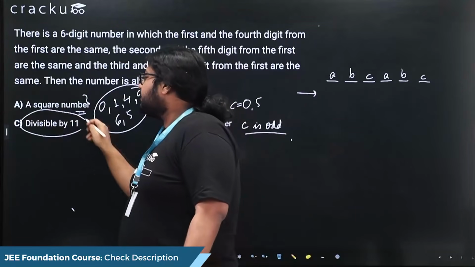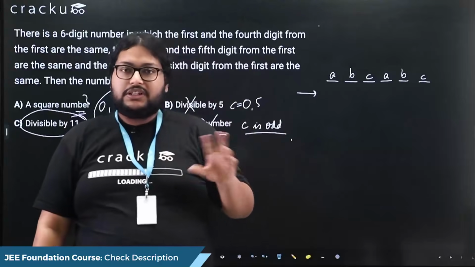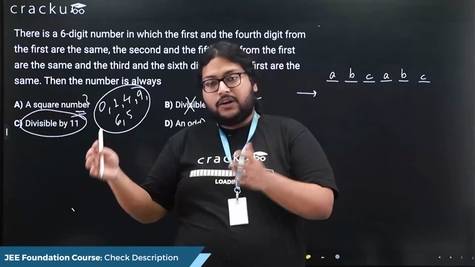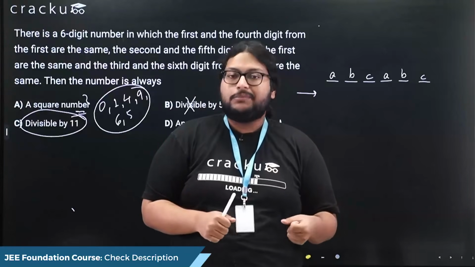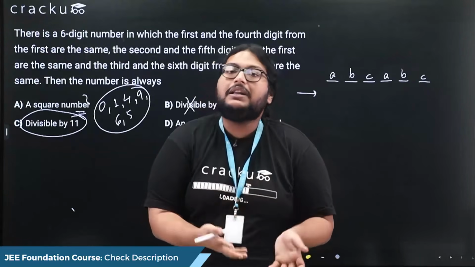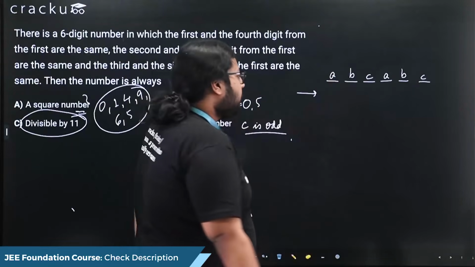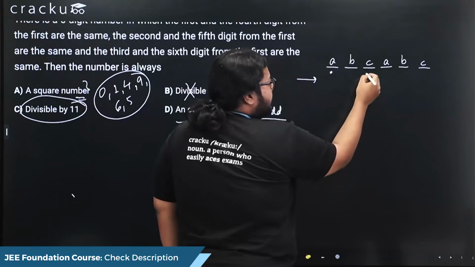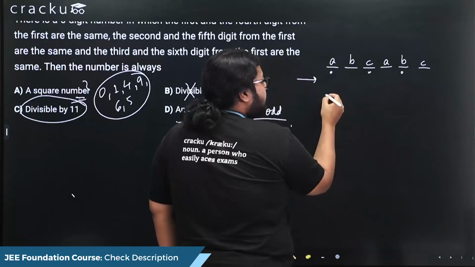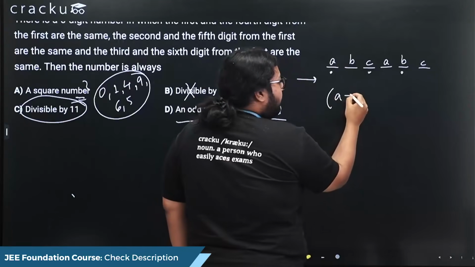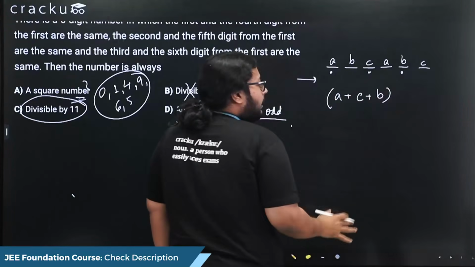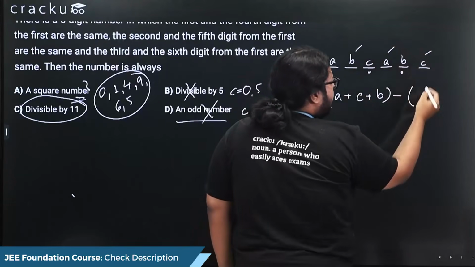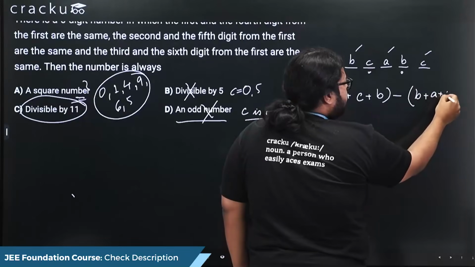However, when we look into divisibility by 11, what is the rule for divisibility by 11? The rule for divisibility by 11 is sum of the digits in the odd place minus sum of the digits in the even place should either be 0 or a multiple of 11. Looking into this number, what will be the sum of the digits in the odd place? This is odd, right? If this is the first place, this is the third place, this is the fifth place. So sum of the digits in the odd place will be A plus C plus B, and subtract sum of the digits in the even place, which is B, A, C. Again, B plus A plus C.